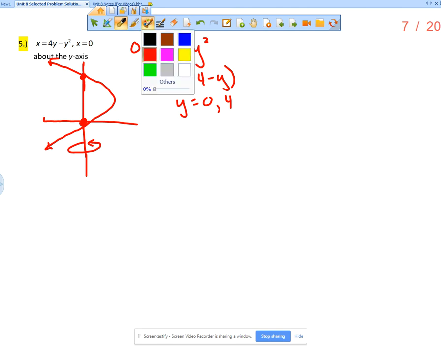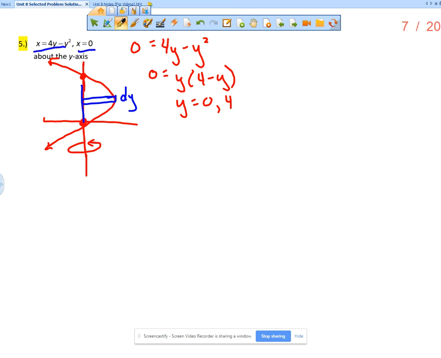If I'm revolving around the y-axis, that means I want to use a dy cut, because the dy is perpendicular to the axis of rotation. Now if I'm using a dy, that means I want my equations in x equals form, which they are, which is nice. So I'm going to start off with pi times the integral of radius squared with respect to y.